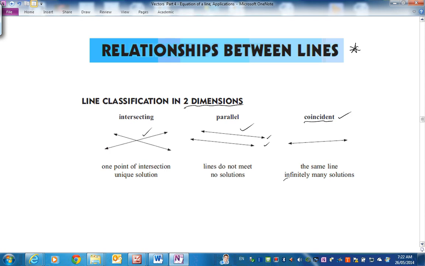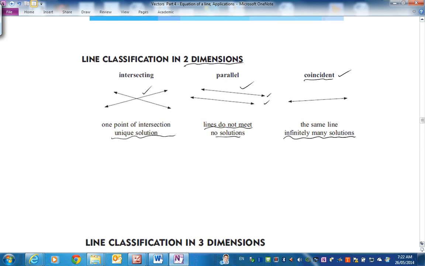So there would be infinitely many solutions. All the points on one line would obey the equation of the other one, and here they would not meet. Here there would be one point of intersection, a unique solution, if you're trying to find where the lines intersect. Now we're going to do this in 2 dimensions and 3 dimensions, so let's have a look.